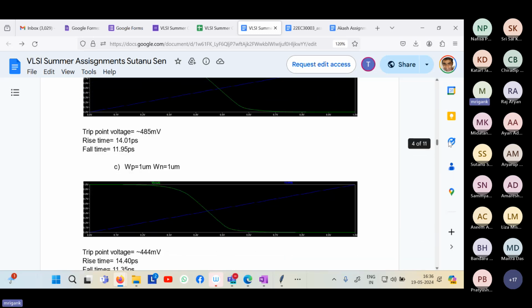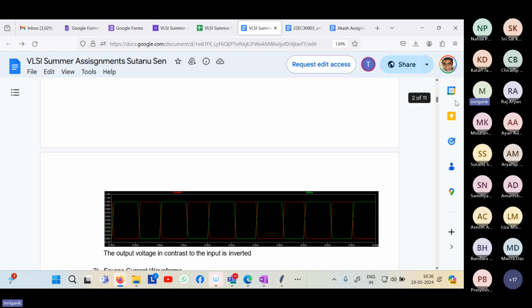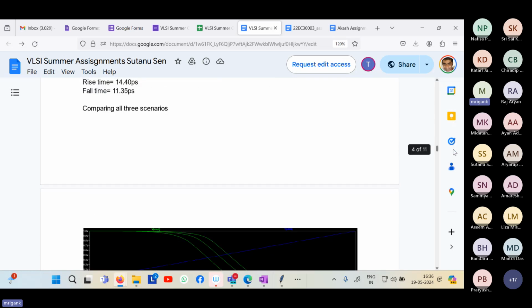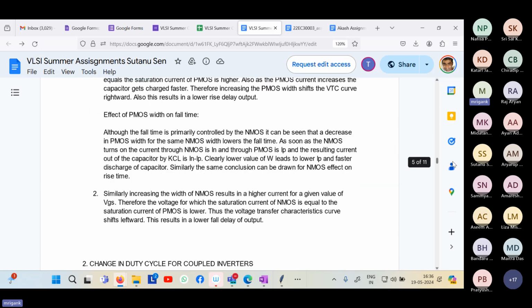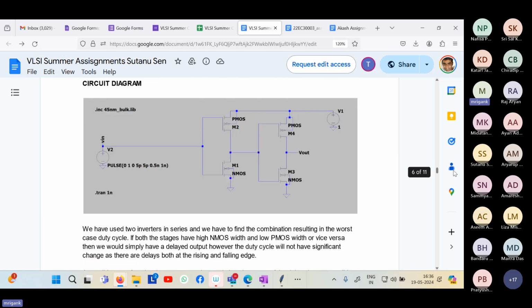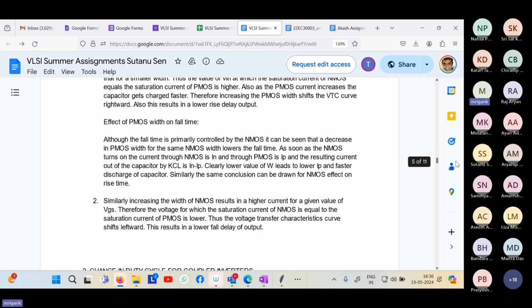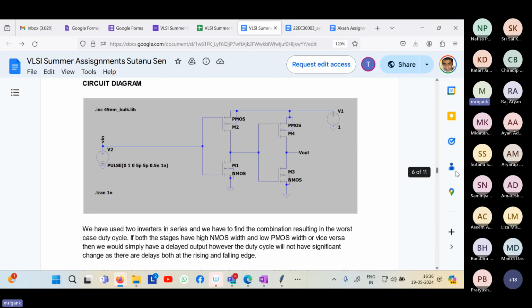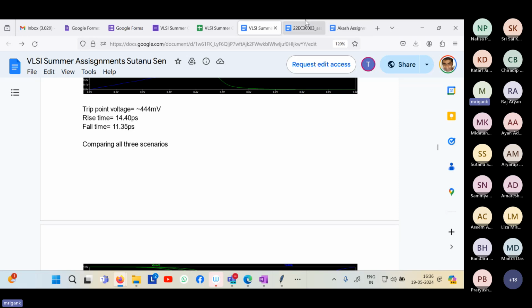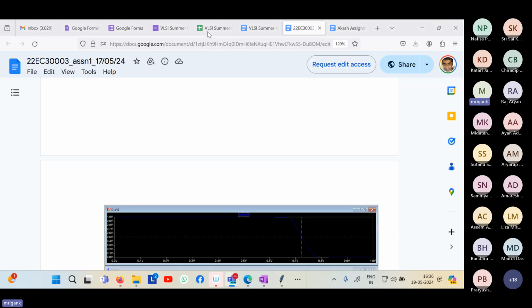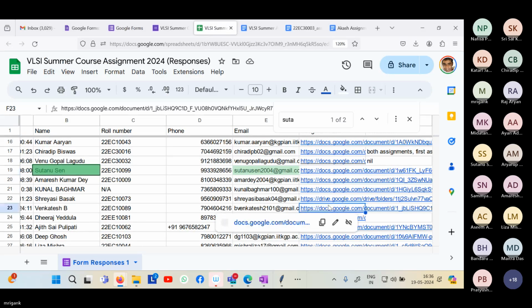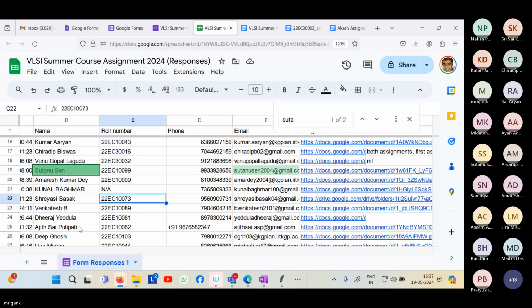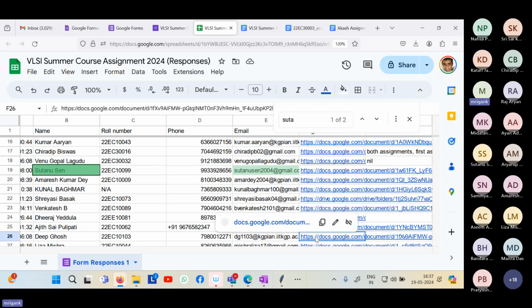And yeah, one thing that I'm seeing in this report also, that the rise time and fall time did not get affected much because of the change in WN and WP. As compared to theoretical expectation, it is not getting affected much. But other things, as mentioned, the change in the duty cycle worst case scenario is coming as per expectation. So let me try to see one more assignment, any other assignment. Let's see.